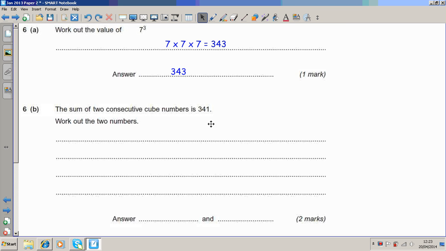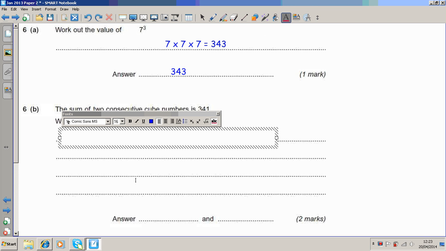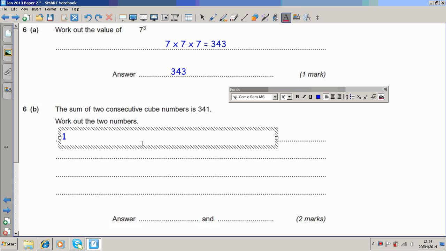So hopefully that's alright. The sum of 2 consecutive cube numbers is 341. Work out the 2 numbers. Well, before I even start here, I'm going to make a list of what my cube numbers are. So 1 times 1 times 1, that's 1. 2 times 2 times 2, that's 8. 3 times 3 times 3, 27. 4 times 4 times 4, 64. 5 times 5 times 5 is 125. 6 times 6 times 6 is 216. Use a calculator, not wrong with that. 7 times 7 times 7, we've just done that, is 343.